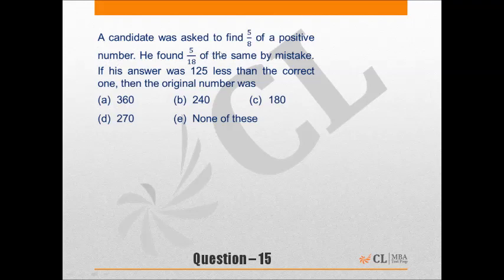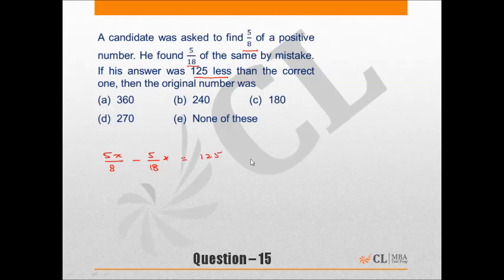Question 15. A candidate was asked to find 5/8 of a positive number. He found 5/18 of the same by mistake. If his answer was 125 less than the correct one, then the original number was. Standard method is, let the number be x. You are supposed to find 5/8 of x. You found 5/18 of x. This is equal to 125.